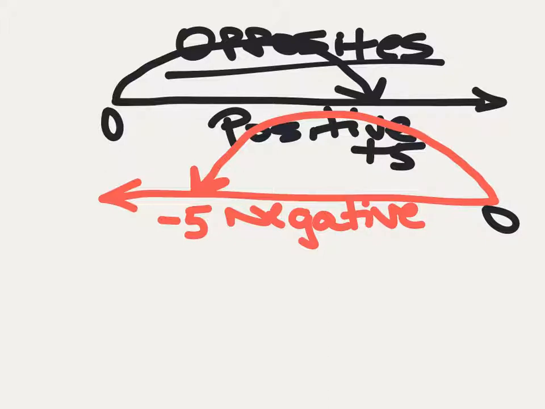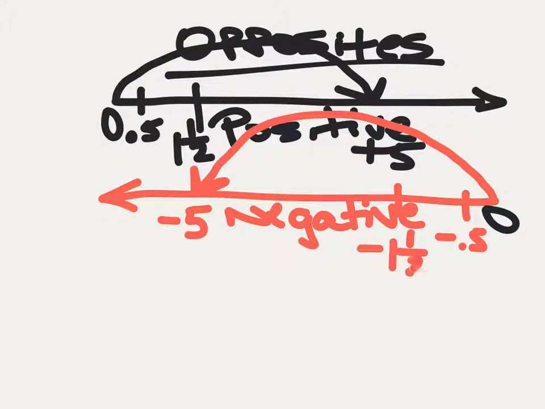This would be true for all rational numbers, so that the opposite of 0.5 would be negative 0.5. The same distance from 0 in the opposite direction. That the opposite of 1.5 would be negative 1.5. Again, the same distance from 0 in the opposite direction.